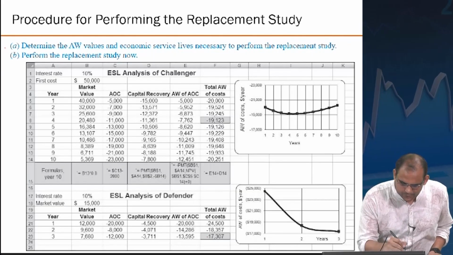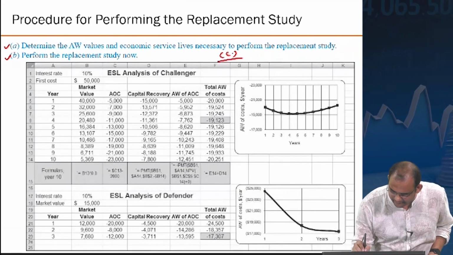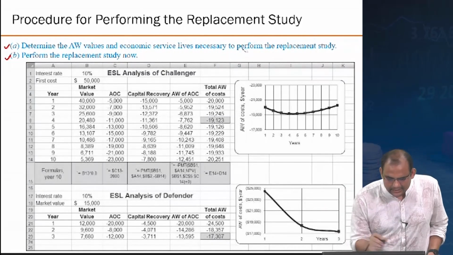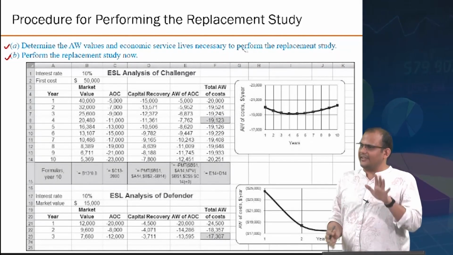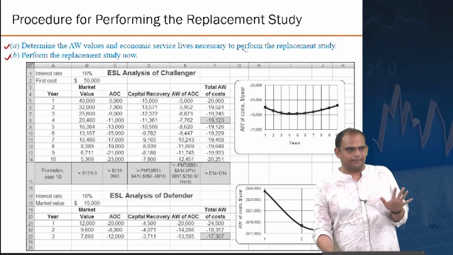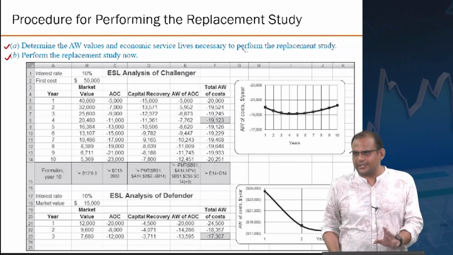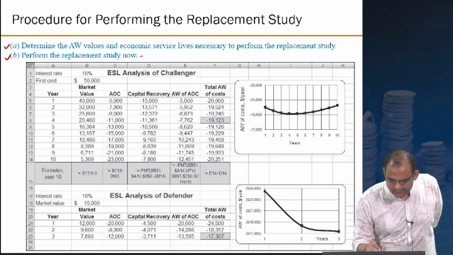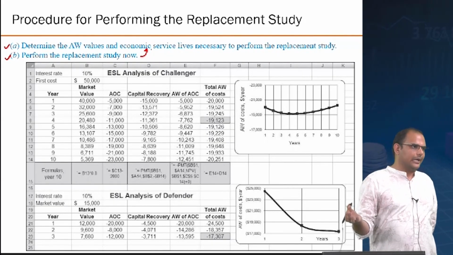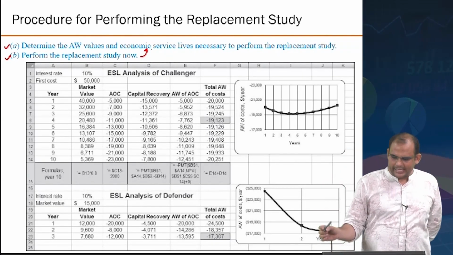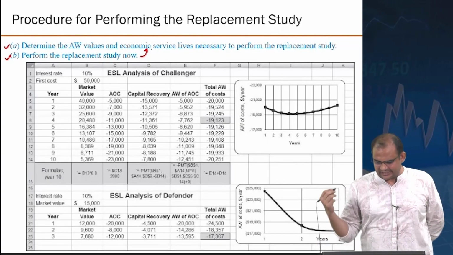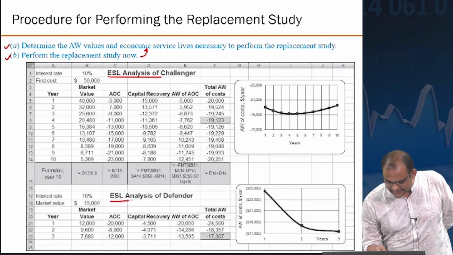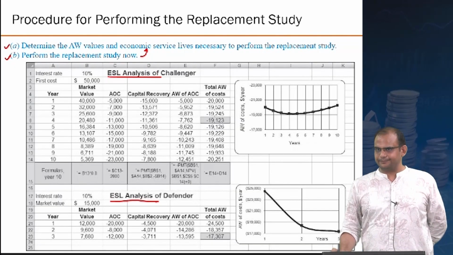Okay. So the question A, B, I am also telling you that there will be a question C on the same premise. Okay. Question A. Determine the AW values and economic service lives necessary to perform the replacement study. And a related question is perform the replacement study now. Right. Anyhow, in order to solve question B, you were required to solve question A first. So this Excel sheet essentially gives you the ESL analysis for Challenger as well as the ESL analysis of Defender.